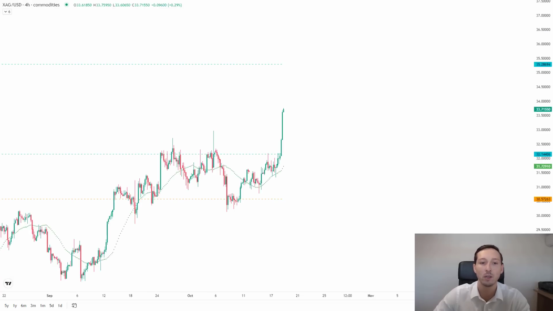I'm wrapping up the video with silver. We've got this correction breakout. You can see we tried to break above here, failed. Look at this really weak close. Sold off, corrected, and look at this. This is a breakout with momentum.